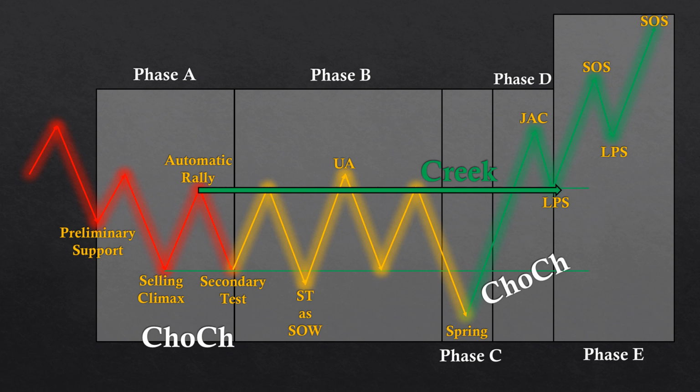Phase E is marked by successive signs of strength and last points of support, and the harmonic relationship between volume and price, or effort and result. This generates the characteristic higher highs and higher lows of an uptrend. This is the complete horizontal accumulation structure according to the Wyckoff methodology.